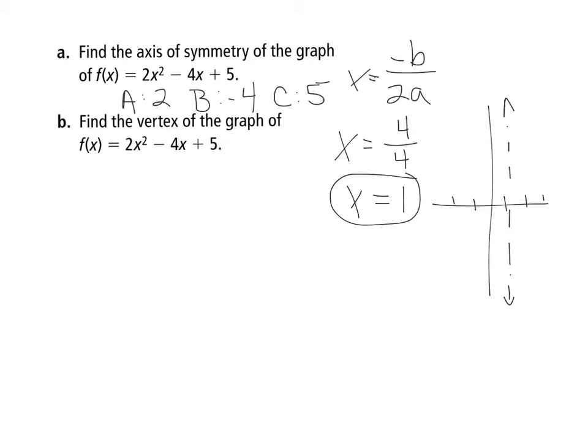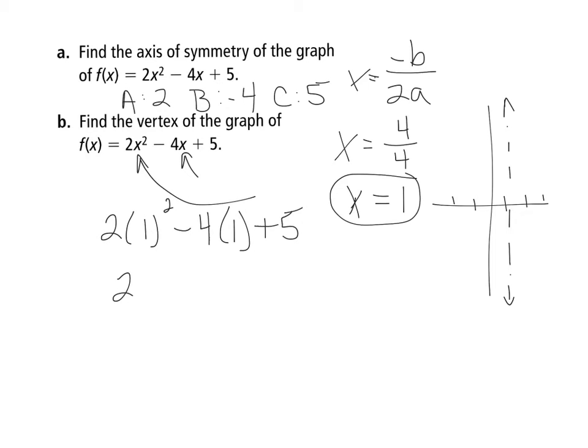Now, to find the vertex, we're going to plug in 1 anytime we have an x. So I'm going to have 2 times 1 squared minus 4 times 1 plus 5. So 1 squared is 1, 1 times 2 is 2. 2 minus 4 times 1, which is 4, plus 5. 2 minus 4 is -2, plus 5 is 3. Y equals 3. So the vertex of the graph is going to be 1, 3.